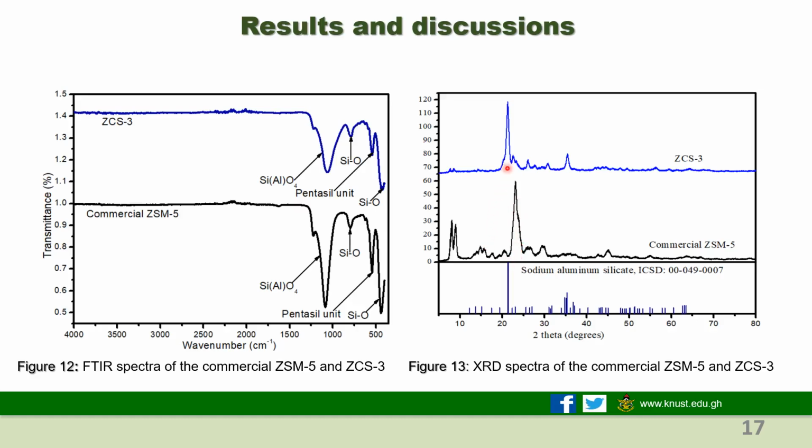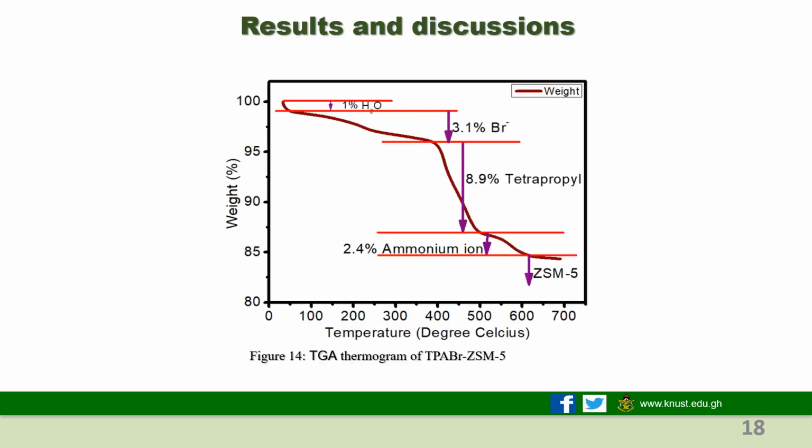The prominent peak, which was observed in the ZCS3 spectrum but not present in the commercial sample, was analyzed with X'Pert HighScore and it corresponded to sodium aluminium silicate in the ICSD database. ZCS2, which was significantly similar to the commercial ZSM5, was then used for further characterization and application.